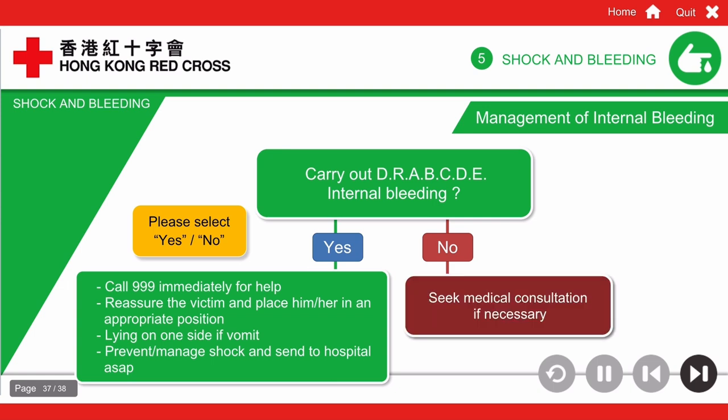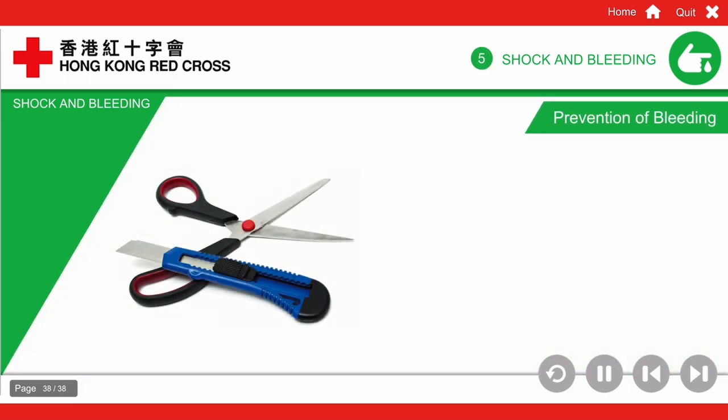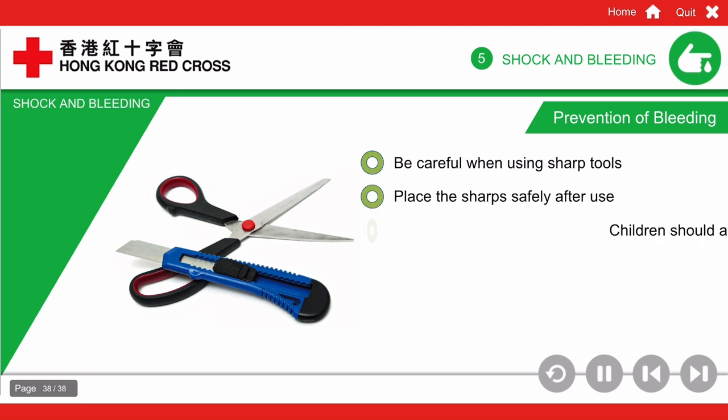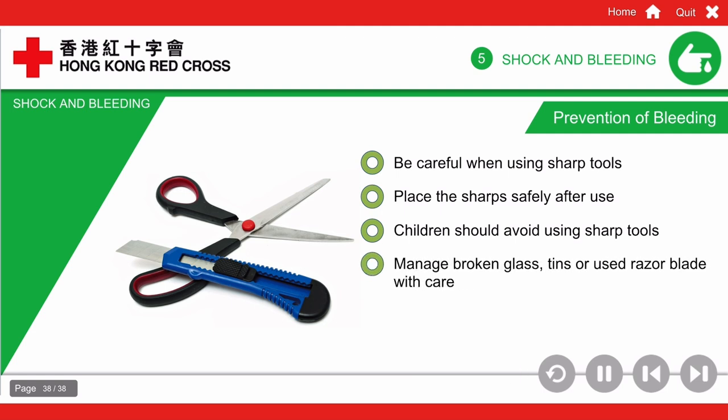Even though there's no signs of internal bleeding can be observed, the victim may still need to seek medical consultation if necessary. It's better to prevent than cure. To prevent injury and bleeding, you should be careful when you use sharps and put them back to a safe place where is out of reach of children after use. You should also handle glass debris, empty tins, and used razor blades with caution. If you have children, check if their toys have sharp edges or points. As long as you have taken good precautions, the chance of injury from accident can be minimized.